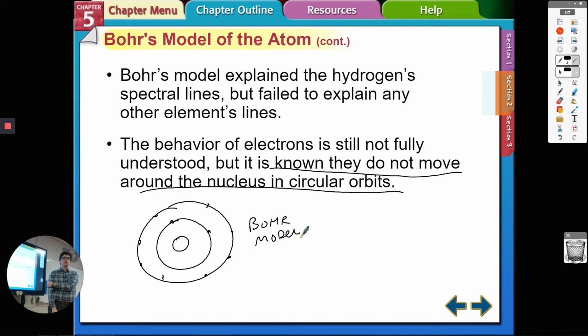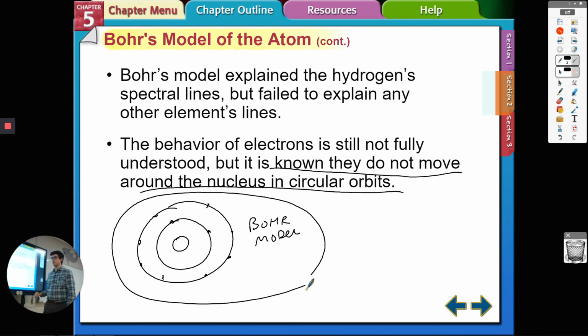They zip around. When we're being technical, we say that they're excitations of an electromagnetic field around the atom. But we could go as far as to say they pop in and out of existence around the nucleus, in a certain area of space. It is now known they do not move around the nucleus in circular orbits. Once again, the Bohr model is where they do move around in circular orbits, but we know that's not true.